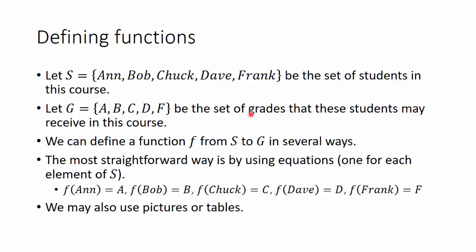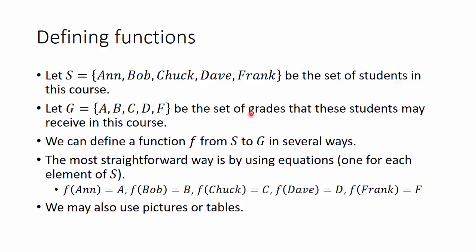The most straightforward way is by using equations. We need an equation for each element of S. So we have f of Ann equals A. That means Ann maps to A. We have f of Bob equals B. This means that f maps Bob to B. F of Chuck equals C. F of Dave equals D. F of Frank equals F. So we have 5 equations, one for each element of S.